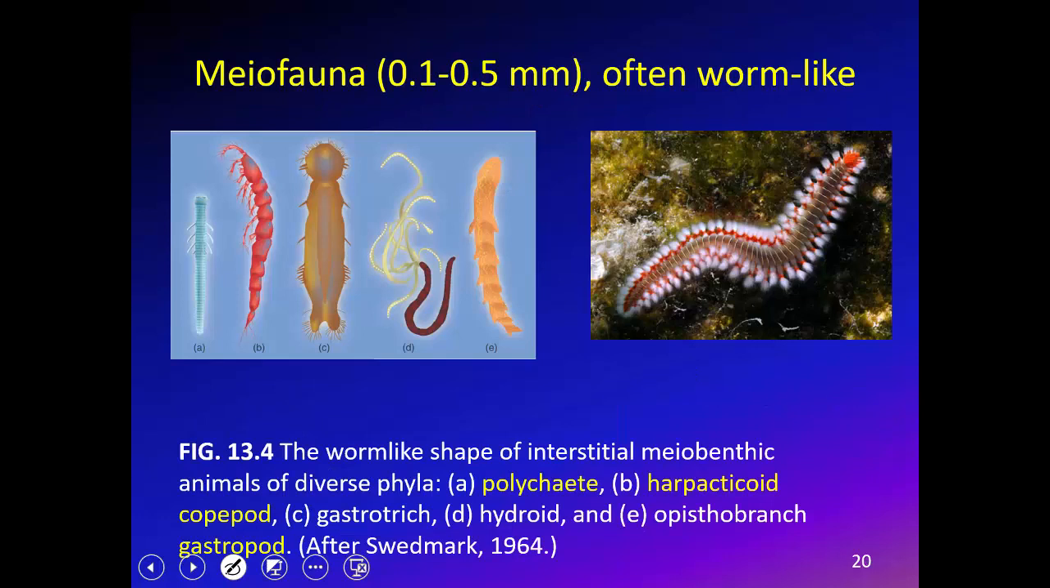Meiofauna, again, a word that you should know already. These are 0.1 to 0.5 millimeters in length. They have this characteristic of being worm-like, even though they're not really worms. They have a worm-like shape, including the polychaetes. That's a word that I want you to know. There are harpacticoid copepods. Again, this one looks even less like the copepods we saw in the water column, but harpacticoid copepods are those copepods that we see in the benthic environments as opposed to the water column, and so on. So all these organisms have in common this worm-like shape, which helps them get in between the cracks of the mud and clays that we see in this environment.